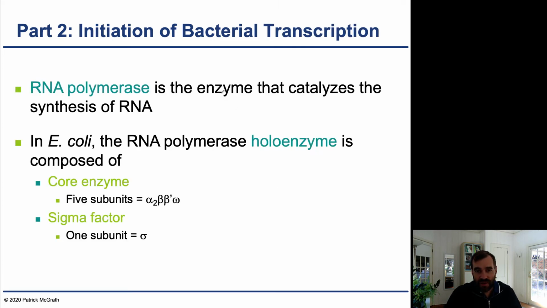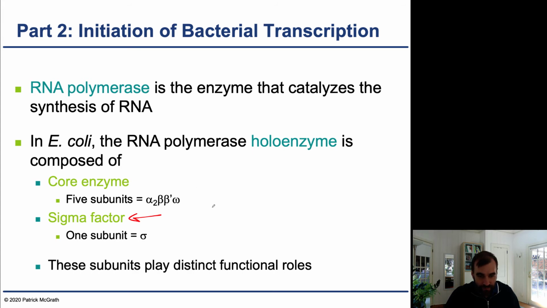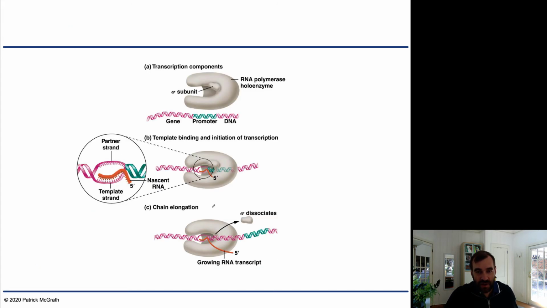RNA polymerase is the enzyme that catalyzes the synthesis of RNA. In E. coli, the RNA polymerase is a holoenzyme composed of multiple subunits. There are 2 alpha subunits, a beta, a beta prime, and an omega subunit. These form the core activities of the polymerase that actually produces the mRNA. And then there's an important accessory factor called the sigma factor. All of these factors bind together to produce a kind of super protein enzyme, and each of these subunits plays distinct roles.